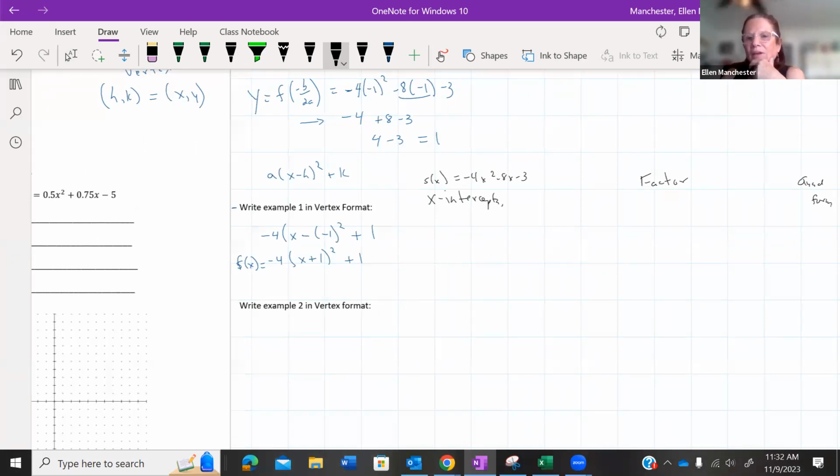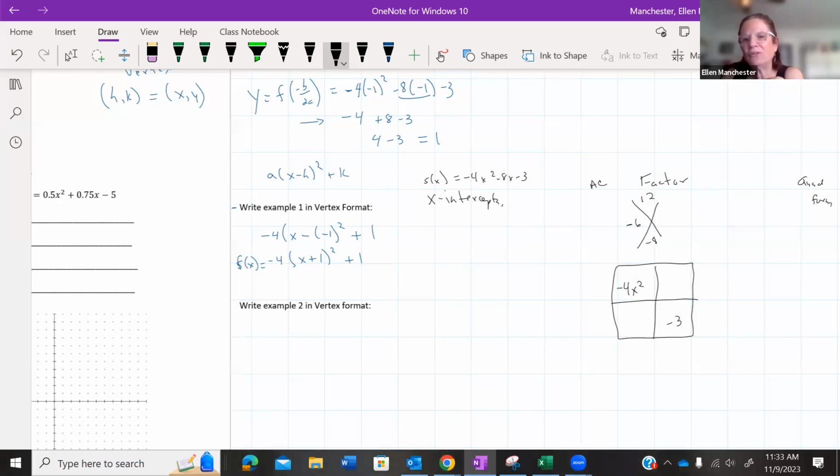Okay, so if I try factoring, remember I have a number bigger than 1, so I'm going to use the AC method, right? So -4 times -3 is 12. I want something that when I add, I get -8. So Franco, keep me honest here. So I have -4x squared here, and I have -3 here. So factors that when I multiply, I get +12, and add, I get -8.